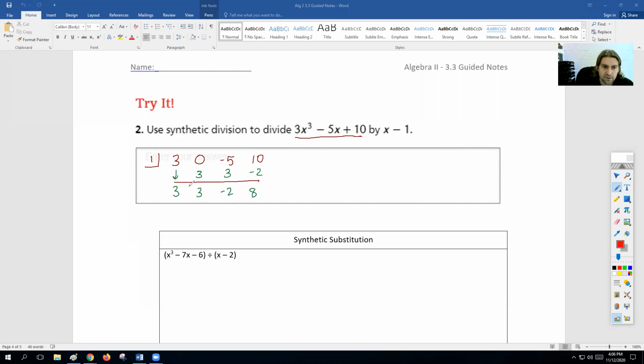Now, how do we take this code here, 3, 3, negative 2, 8, to get our expression? We look at our highest degree term is x cubed, and we're going to drop it down 1.